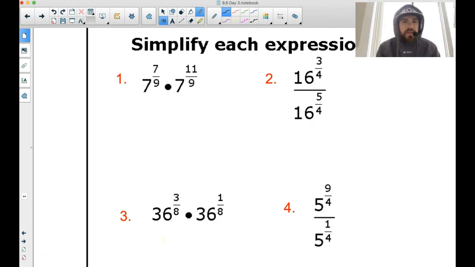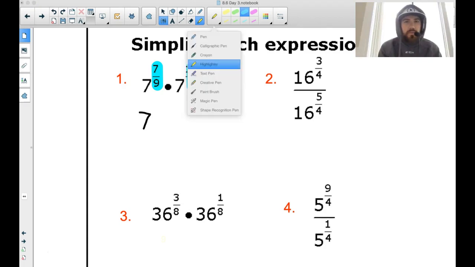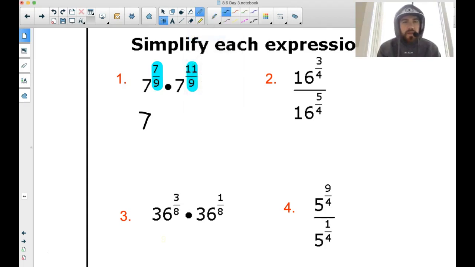So say we have 7 to the 7/9 times 7 to the 11/9, and we're multiplying two powers together. So it's a product of powers. So I'm going to take these two powers, and I'm going to have to do what to them? Right, you're going to have to add them. Good. So we'll add them together, and since they already have common denominators, we get 7 to the 18/9.